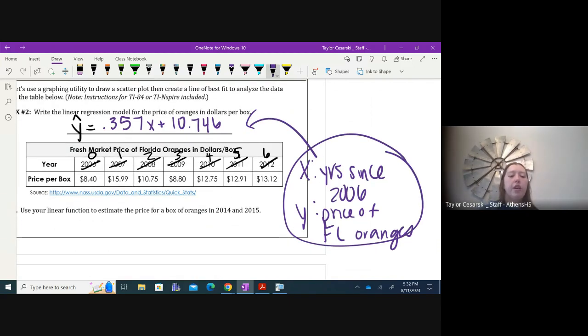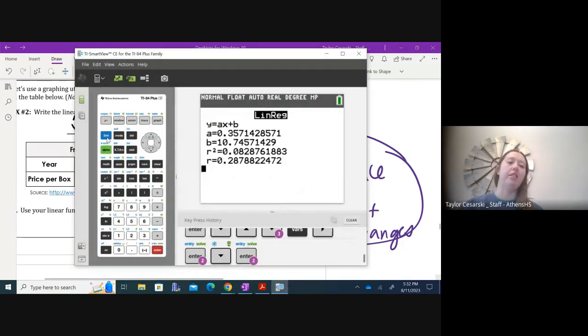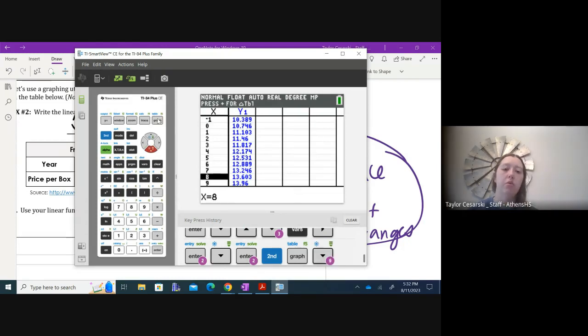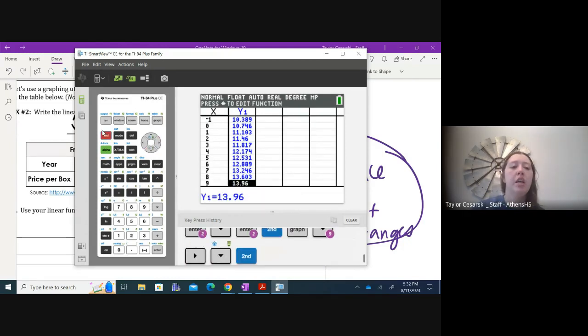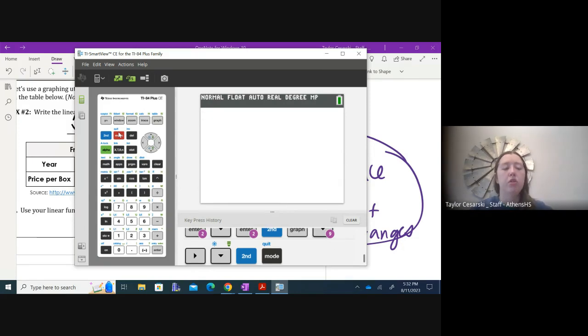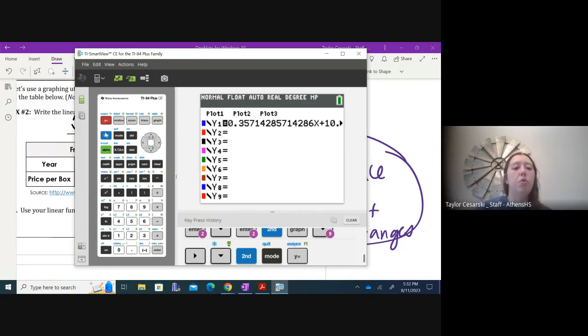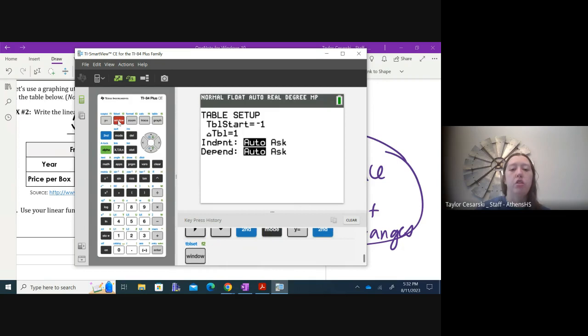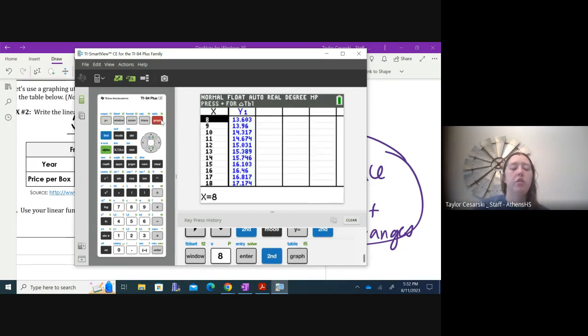All right, use your function to estimate the price for a box of oranges in 2014 and 2015. So 2014 would be X equals 8, 2015 would be X equals 9. There's a couple ways to do this. Since it's just x equals 8, x equals 9, if you go to second graph to look at your table, I can just go to where x equals 8 and x equals 9. If I had something a little bit bigger that I didn't want to scroll that far, one option is second window to start your table at 8, for example. And then if I go to my table, it started at 8.